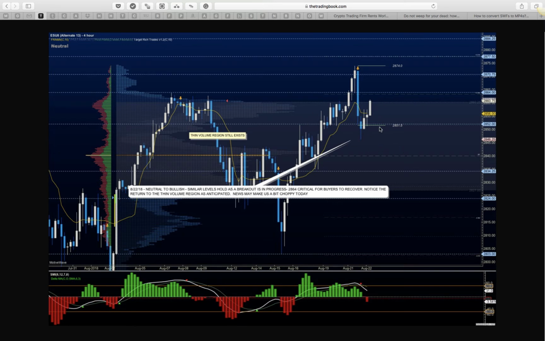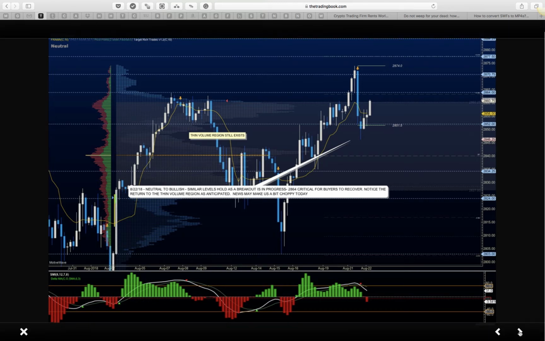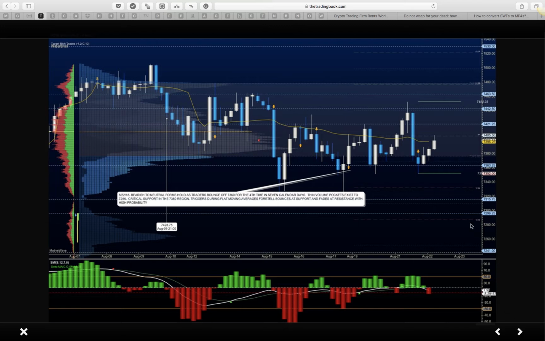Hard to say what's going to go on with that, but return to the thin volume profile event to clean that up is very, very likely. Watch your edges. These levels are very similar to the ones that we had yesterday, and they are going to hold. Let's take a look next at the NQ.